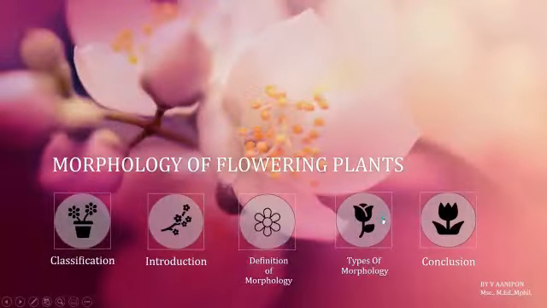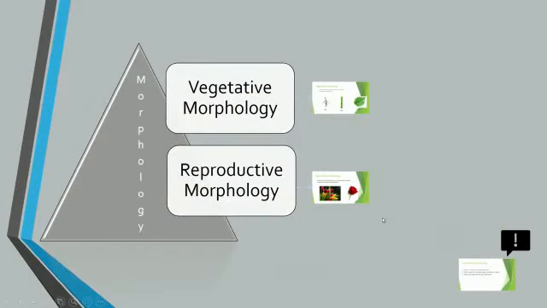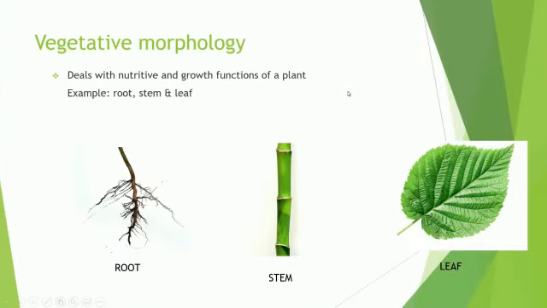Morphology. Types of morphology. Actually, there are two types of morphology, that is vegetative morphology and reproductive morphology. Vegetative morphology deals with the nutrition and also growth. Example for this is root, stem and leaf.